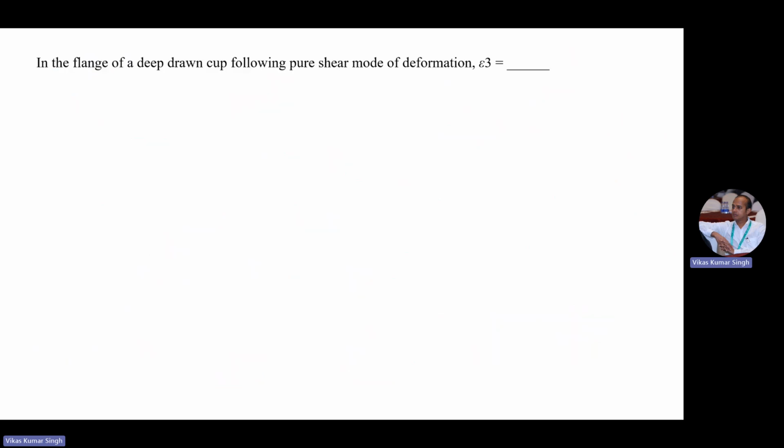Coming to the next question, here we have, in the plane of a deep drawn cup, the following shear mode of deformation. Again, we have shear mode, and as in the previous question, we have discussed what the condition will be for strain and stress as well. We will solve that once more, and we will see that for the pure shear mode we have this condition. So what does pure shear mode mean?